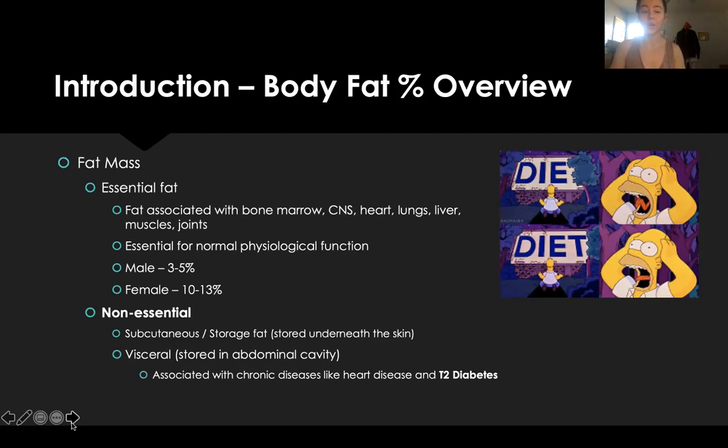Fat mass is divided up into 2 categories, essential fat and non-essential fat. Essential fat is fat located within organ systems, so within your bone marrow, central nervous system, heart, liver, lungs, muscles, joints, things like that. This is essential, like the name says, for normal physiologic function. So if you don't have it, you're not going to have normal physiologic function, and you should probably find it somewhere. For men, you usually have 3 to 5% of your fat is this, and for females, 10 to 13%.